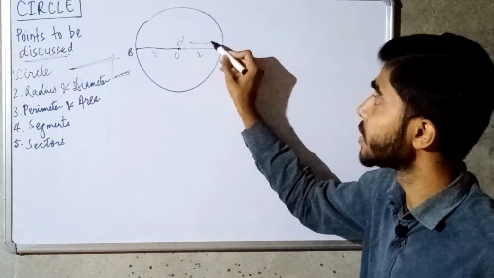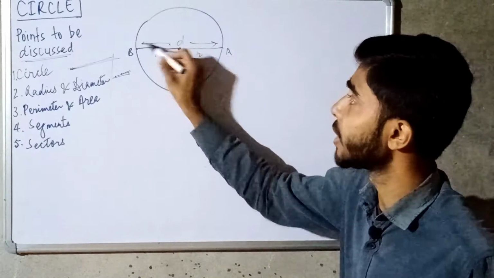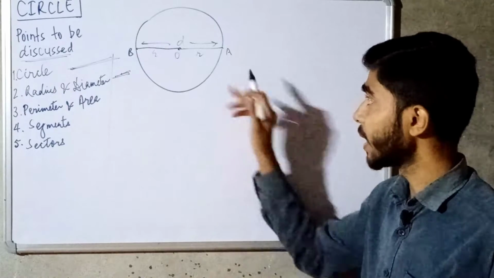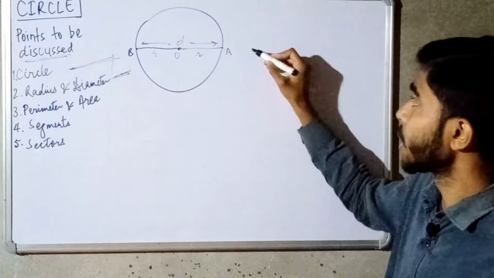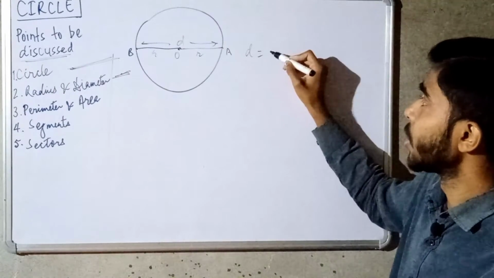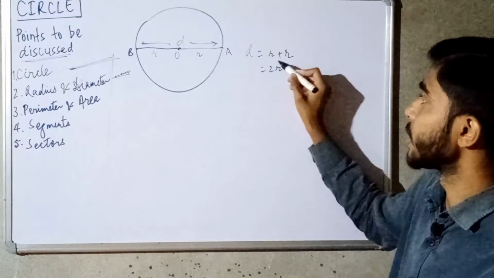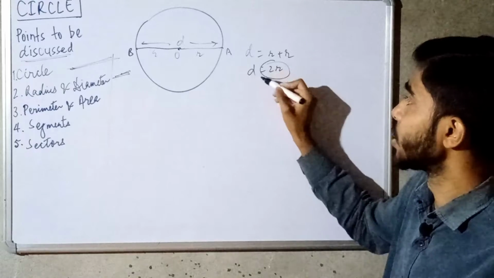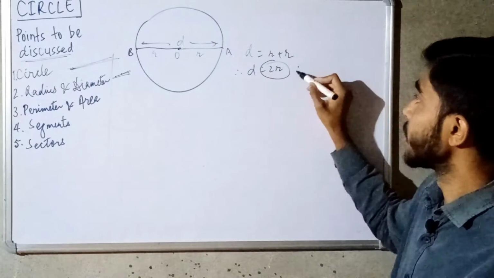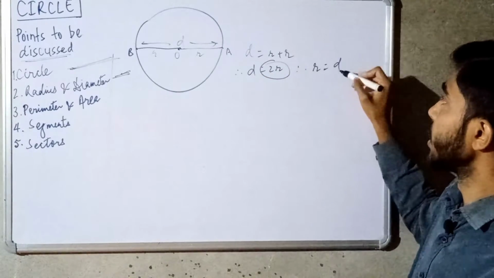The whole length is the diameter and the half length is the radius. That's why we calculate diameter equals radius plus radius, equals 2 radius. That's why D is equal to 2R, and this gives R equal to D by 2.